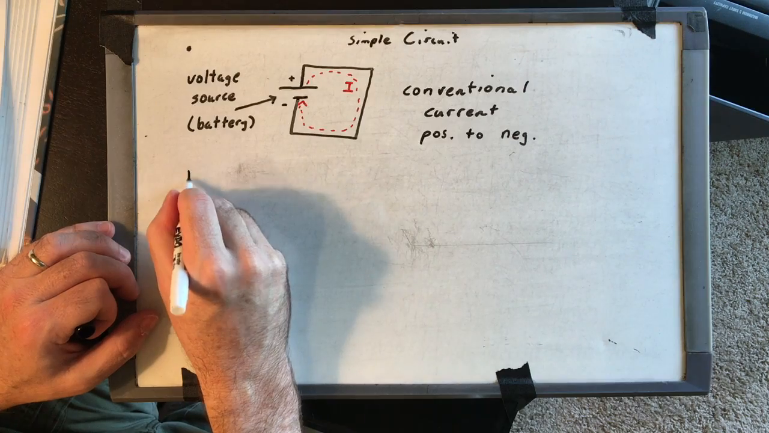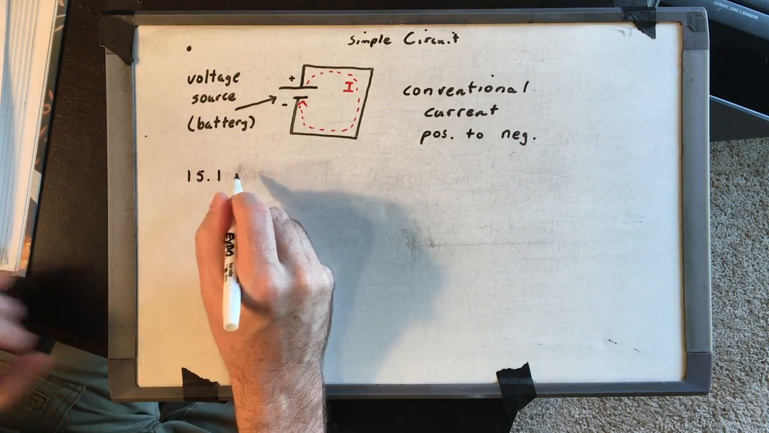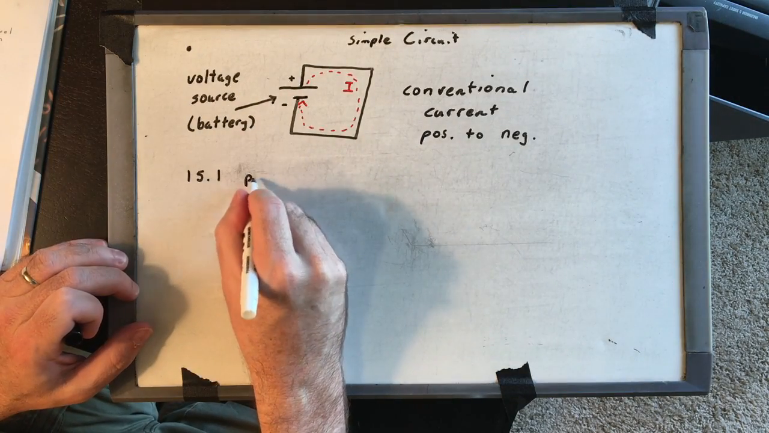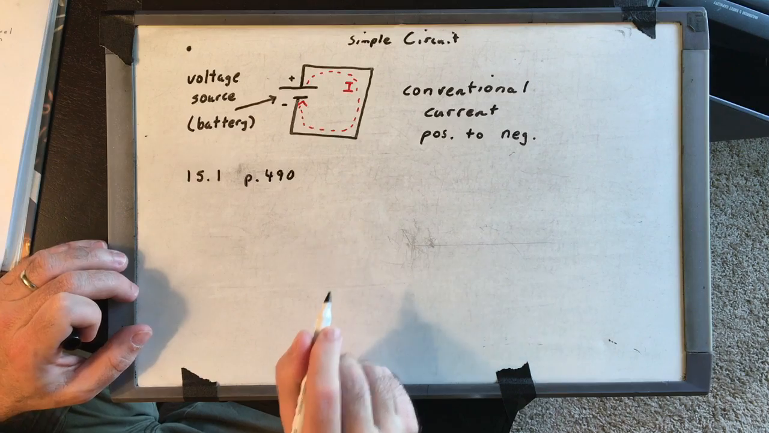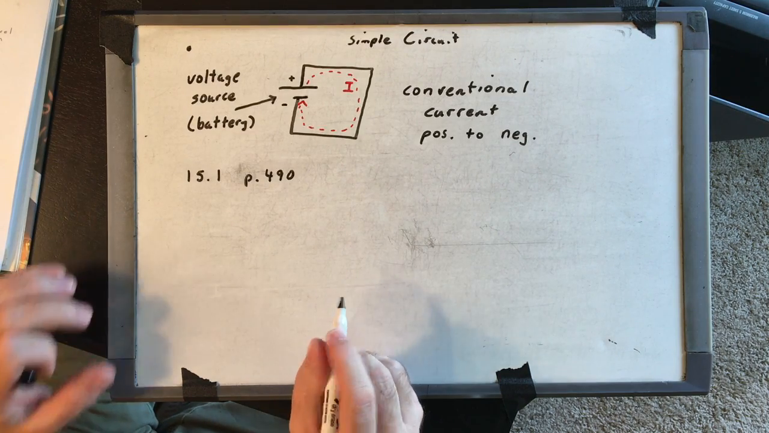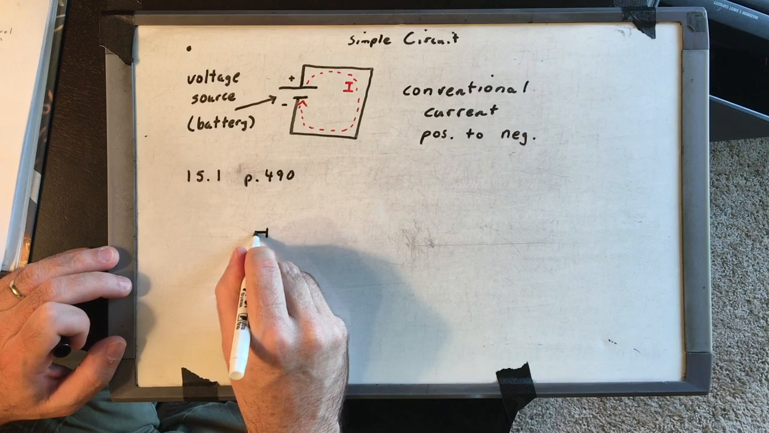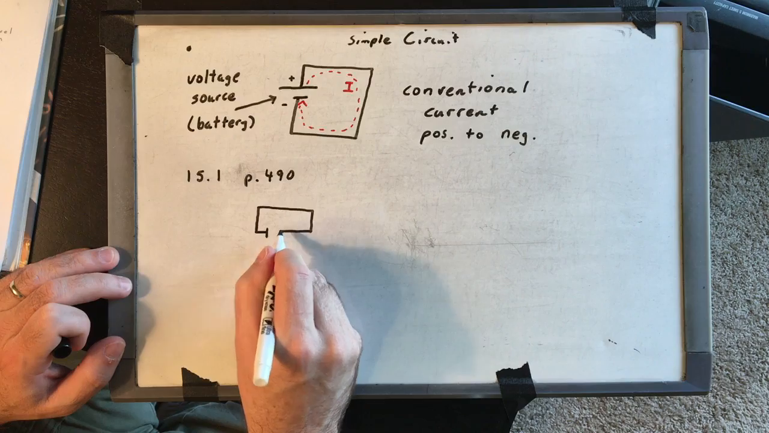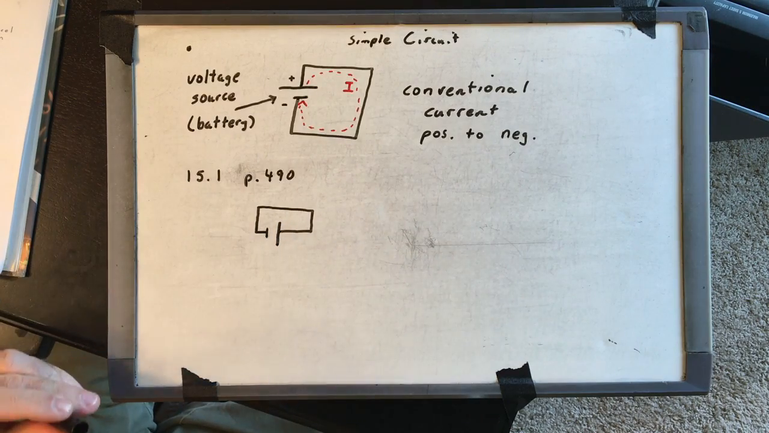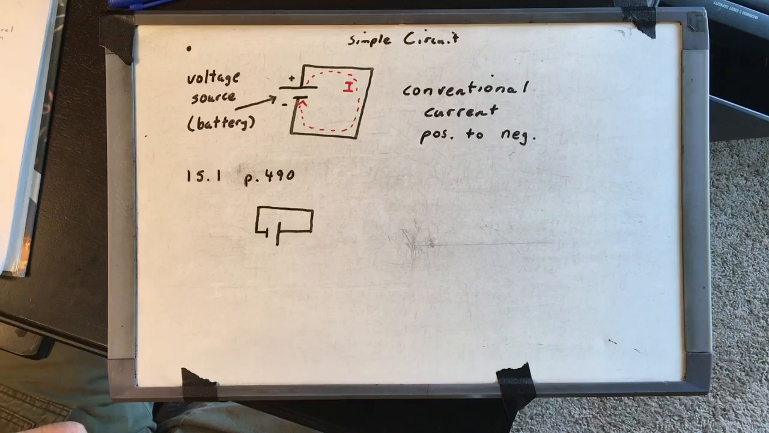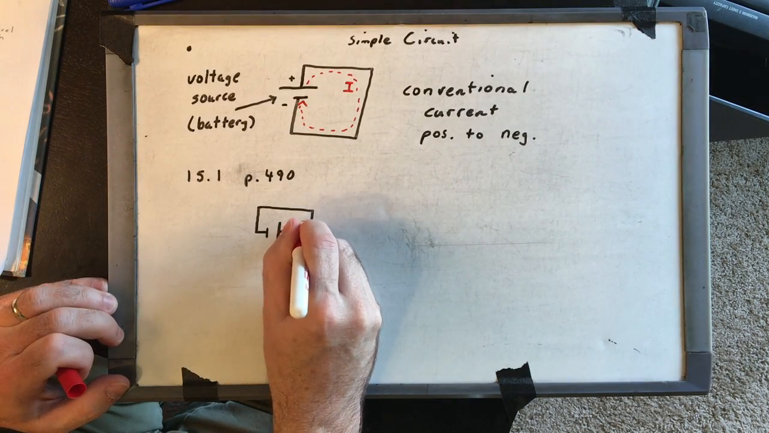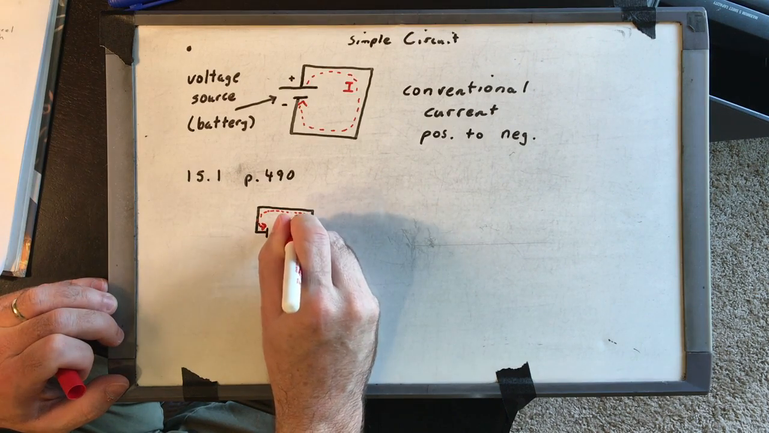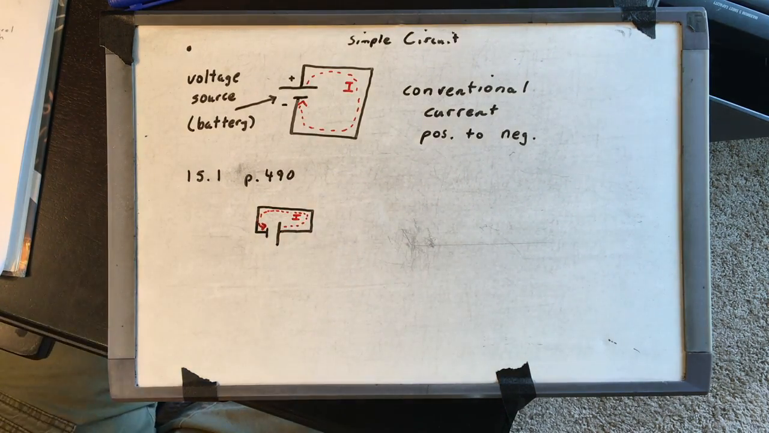All right, let's look at 15.1, and this is on page 490. So 15.1 says, draw the current in the following circuit. All right, so let's just draw a simple circuit there. The way that we show the current is going out of the positive side of the battery and into the negative side, and we'll just draw a little I there for the current.